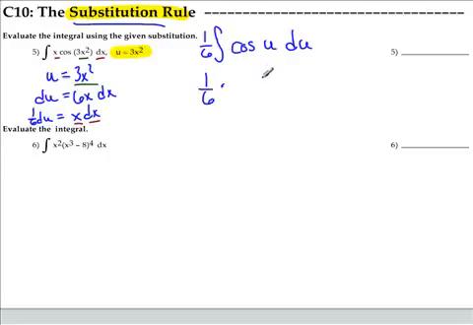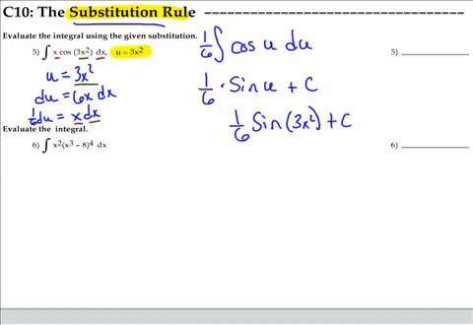The antiderivative of cosine would be what? Negative, or just plain old sine, right? Sine of u. And then I have plus c. Don't forget there's got to be some constant here, some unknown constant. And then just replace u. So we have 1/6 sine of 3x squared and then plus c. And we're done with number 5.